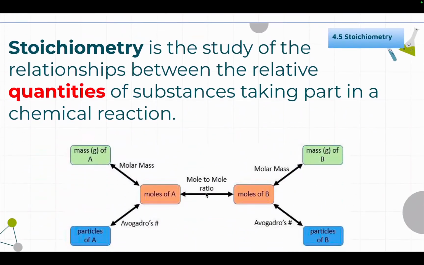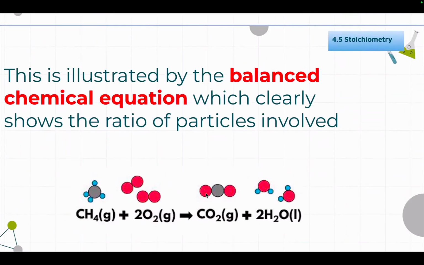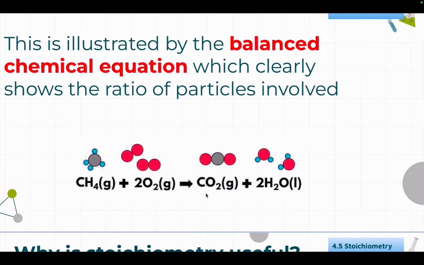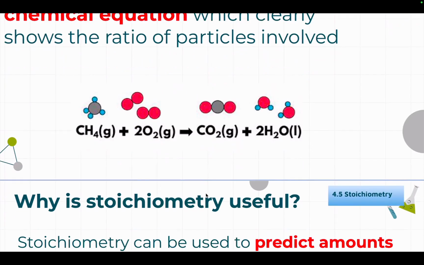Stoichiometry is the study of relationships between the relative quantities of the substances taking part in a chemical reaction. With stoichiometry, we can quantify how much of a substance will react, how much will be produced, really almost endless different things we can calculate. In order to do stoichiometry, we do need to have a balanced chemical equation, because we're going to be using those coefficients and their ratios to convert between different substances within the reaction.